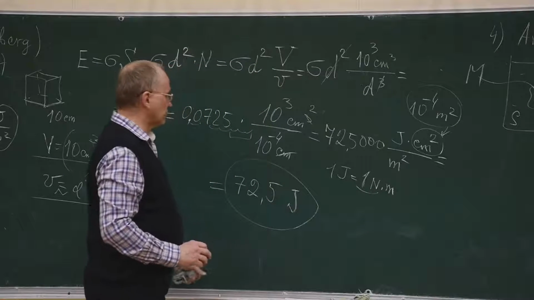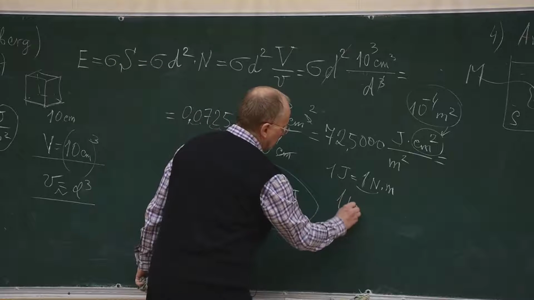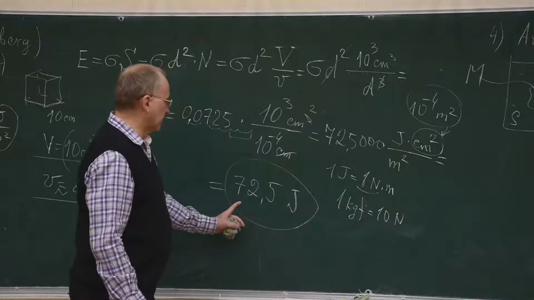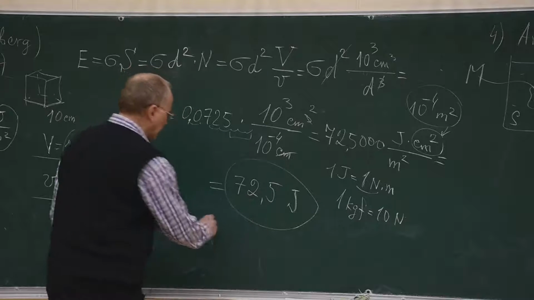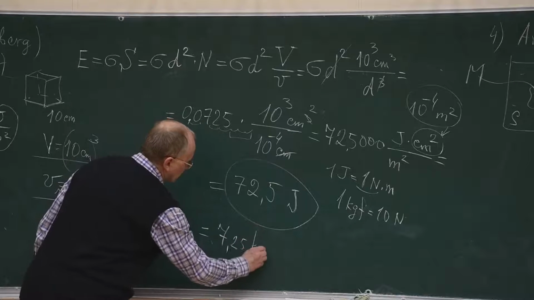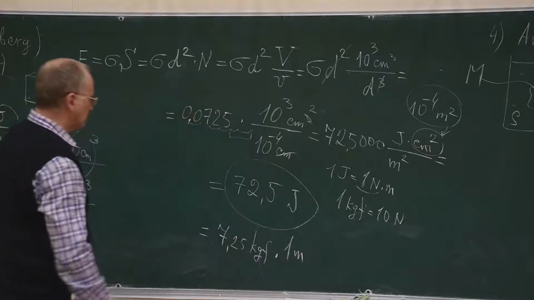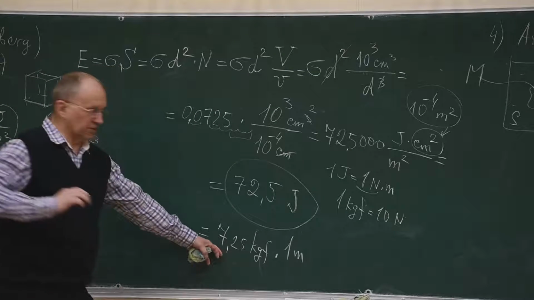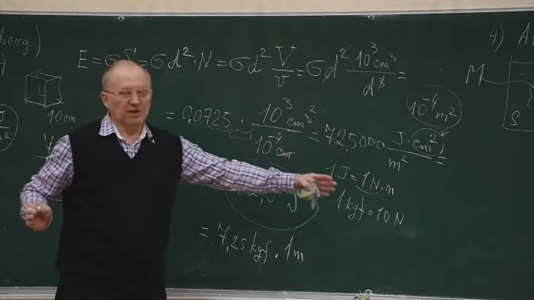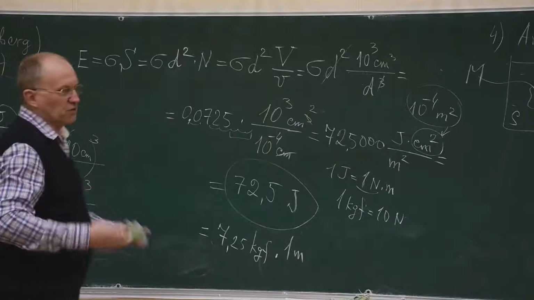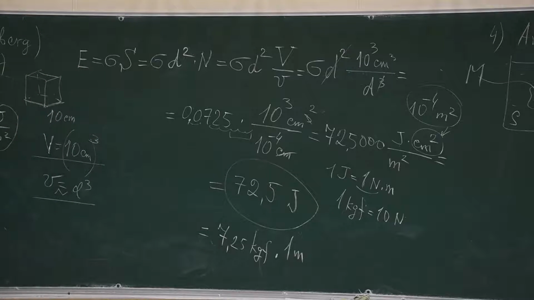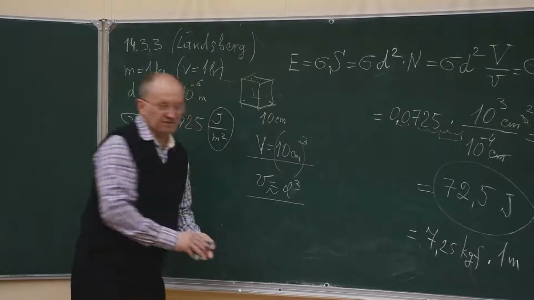So 72.5 joules, if you remember that 1 kilogram force is 10 newtons. So if I take 10 newtons here, then I can say that 72 joules is the work performed by a force of 7.25 kilogram forces on the distance of 1 meter. So you apply a force of 7 kilograms, and using this force you push some object at the distance of 1 meter. That's quite a considerable amount of work from our everyday experience. Well, that's quite a reasonable amount of work which has to be performed here in order to spray 1 kilogram of pure water into small droplets. That's the solution of this problem.